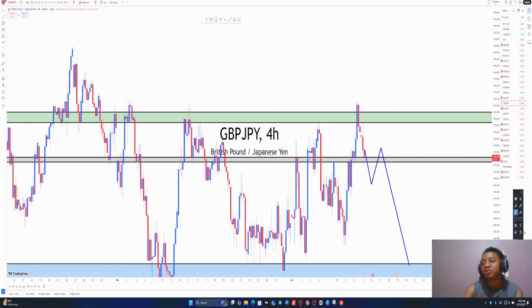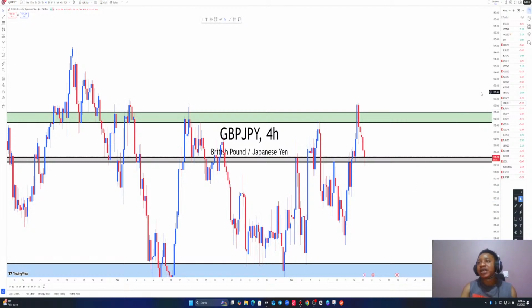So GBP JPY, AUD JPY is a pair under study. We want to be very sure before you pick the entry. No rush. Just be sure of your trades before you enter them as usual. So you're not going to rush. You're going to stay patient before we enter.